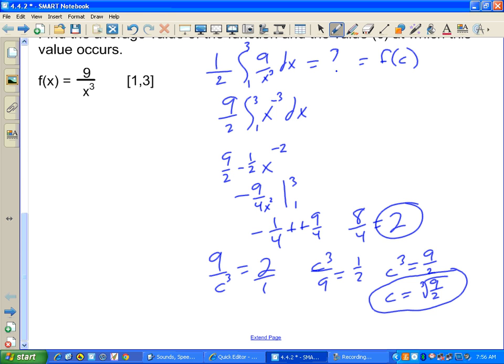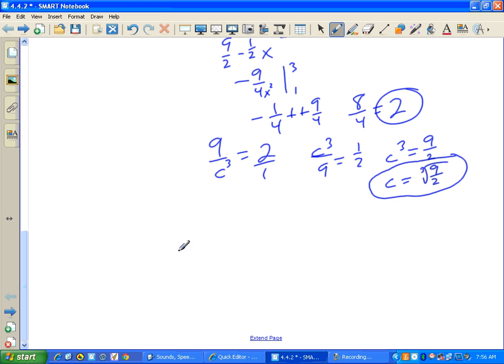Okay, which means if I find the area at this value, so if I have a rectangle, so if I plug this in, basically if I take f at c times 3 minus 1, which is my width, I should get the same answer that I get when I do the integral from 1 to 3 of f of x dx. So let's check that out.